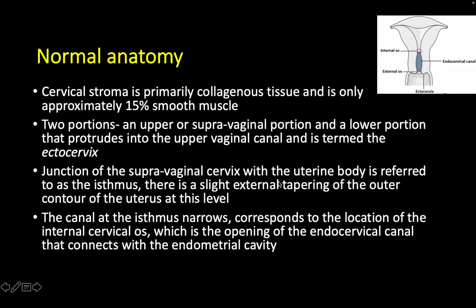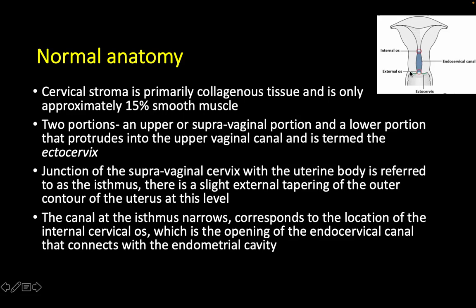Before we embark on understanding cervical pathology and how it looks on ultrasound, it's important to be familiar with the normal anatomy of the cervix, and I'll do a brief recap. Though the cervix is a part of the uterus, it is comprised primarily of collagenous tissue, and only 15% of the cervix comprises smooth muscle, unlike the uterus, which comprises smooth muscle to the tune of 65 to 70%. The cervix is the structure between the uterus and the vagina.